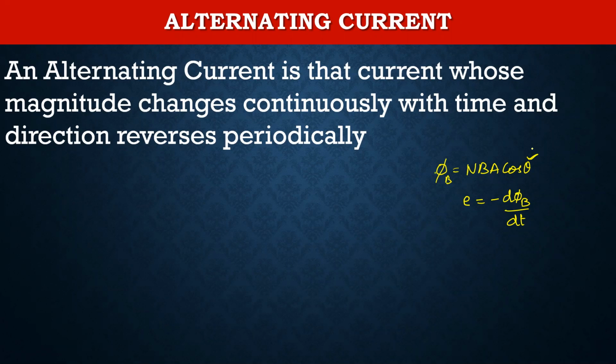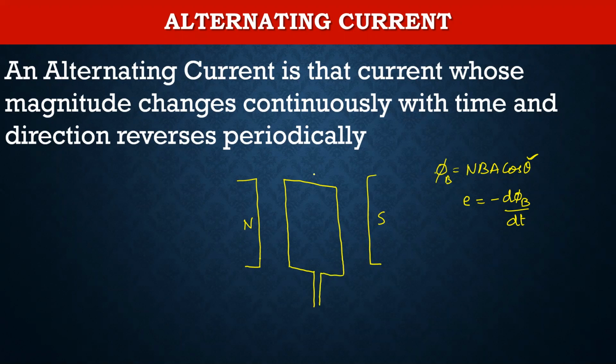So what we had done when we talked about orientation is, we placed a north pole and a south pole, and in between the north and south pole we took a loop. This is not current carrying, we have simply taken a loop whose axis is perpendicular to the direction of the magnetic field.